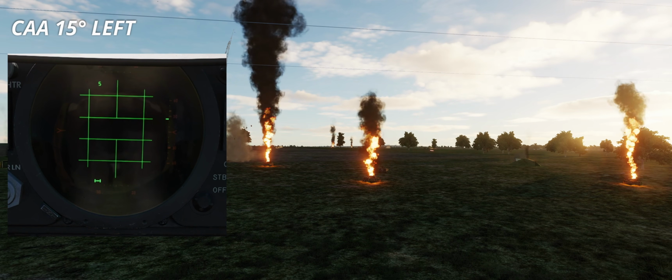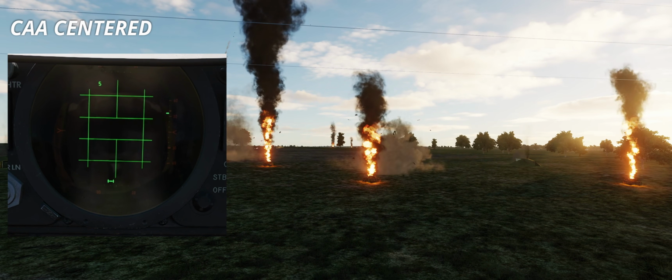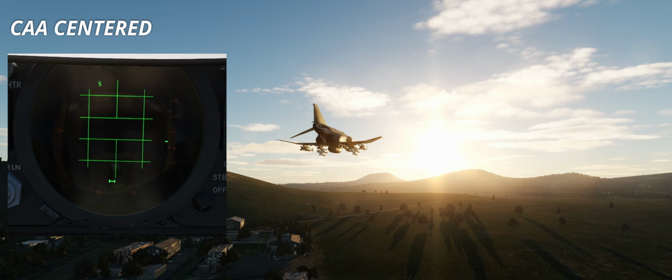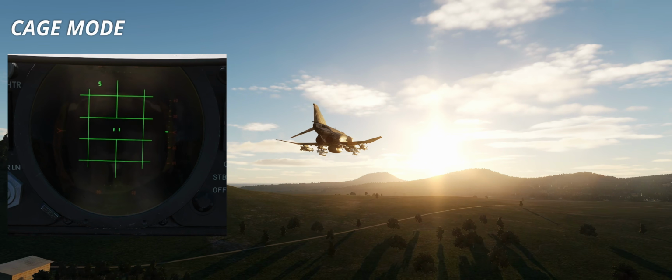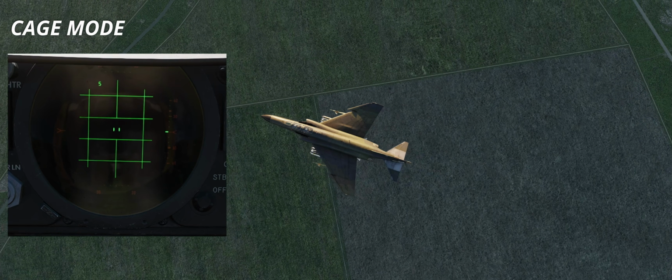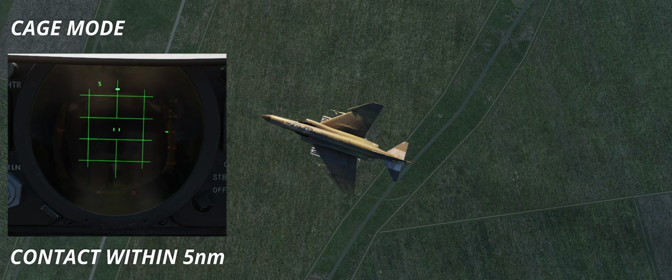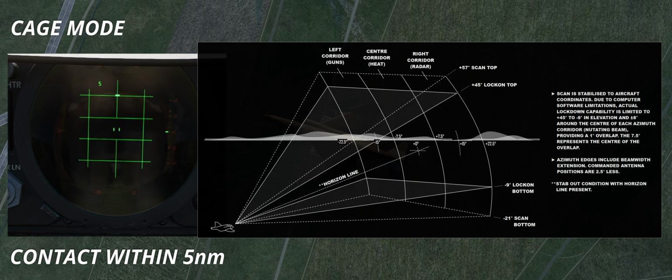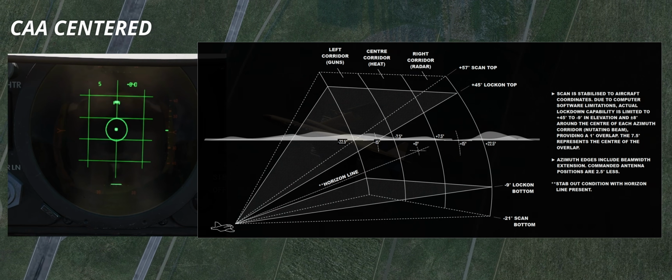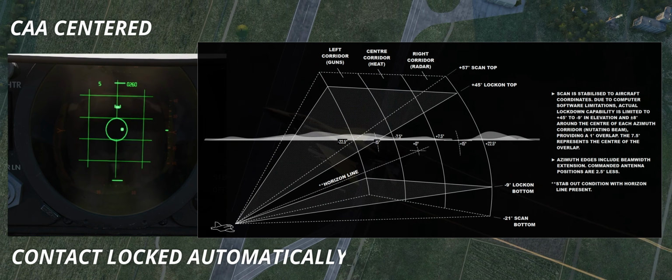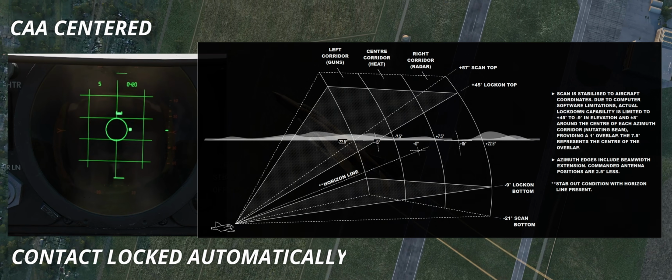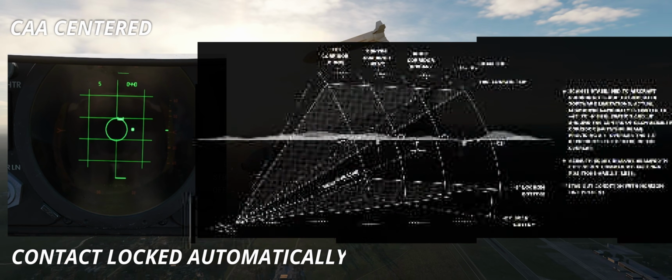STT, as the name implies, focuses the radar on a single target, which is automatically tracked in azimuth, range, and elevation. Boresight locks the radar on the nose at 0 ATA and at a range of 5 nautical miles. Lastly, CAA offers a complex short-range mode where the airspace is divided into 3 parallel scan areas. This mode has been discussed in greater detail in the Phantom Familiarization series.